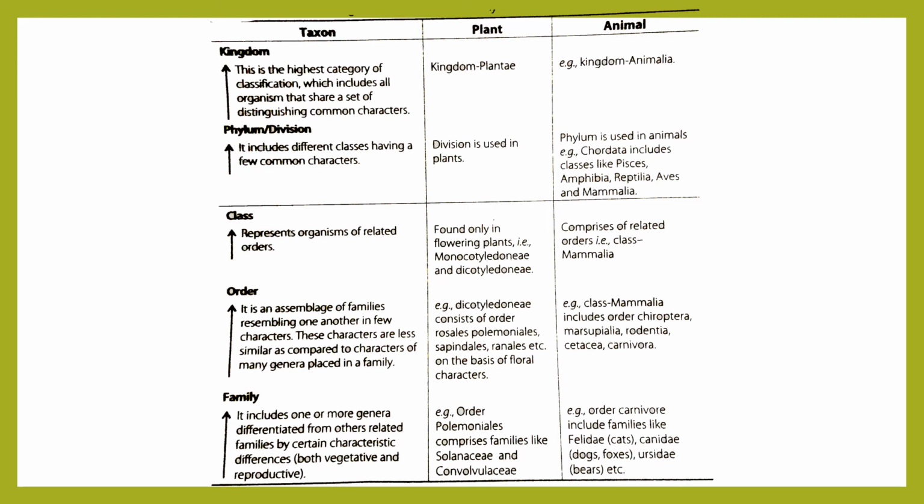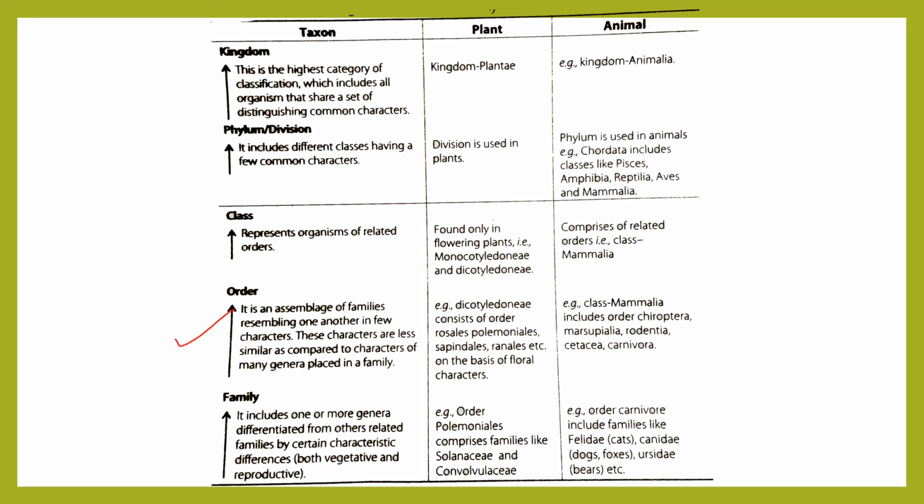As an example in plants, the order Polemoniales comprises families like Solanaceae and Convolvulaceae. In case of animals, the order is Carnivora. So it includes families like Felidae, which includes cats, Canidae, which includes dogs and foxes, and Ursidae, which includes bears, etc.